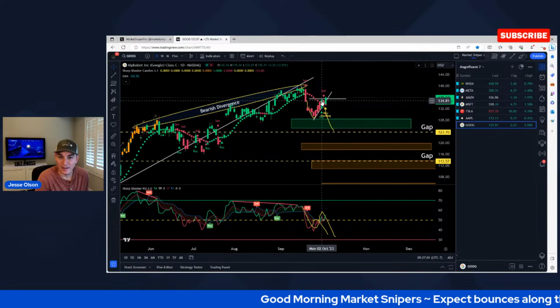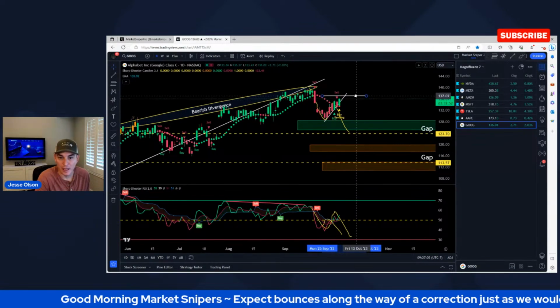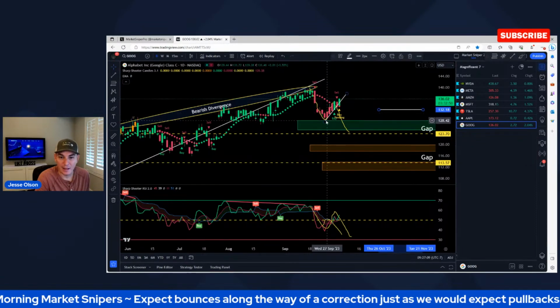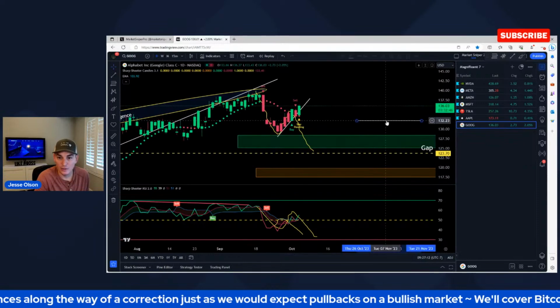It's not looking like this is the lower high, obviously. So we'll see where the lower high is going to be. Still watching it. It's back above this trend line that we drew. So if you zoom in here, still the same trend line.